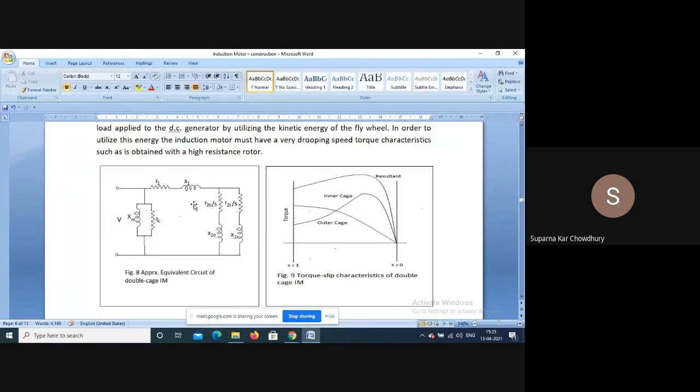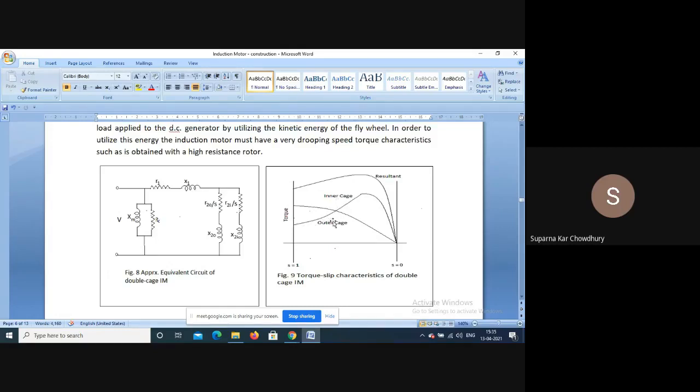Now, for double cage winding, we can write the approximate equivalent circuit like this. If you remember the approximate equivalent circuit of an induction motor, this portion was absent. If it is double cage, we will have two values for starting and running, so we will have two parallel branches.